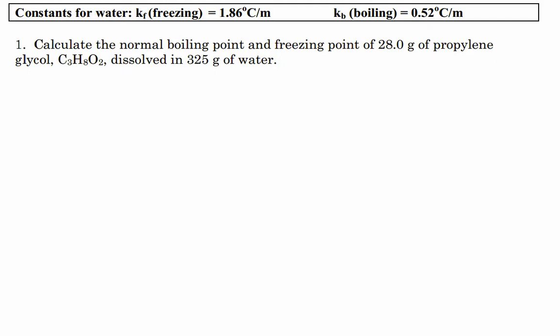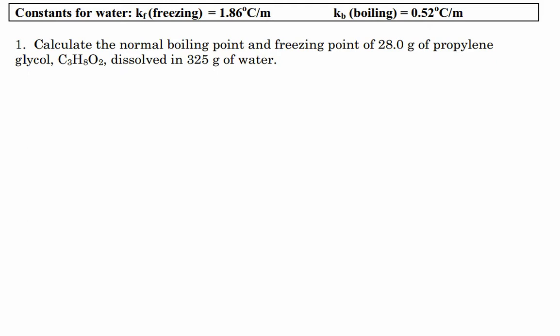So propylene glycol is a common antifreeze. They can use it in cars. They use it if you're familiar with hockey rinks and how they work. They push it through tubes underneath the ice, so it's colder than the freezing point of water, which allows the water that makes up the ice to be frozen.